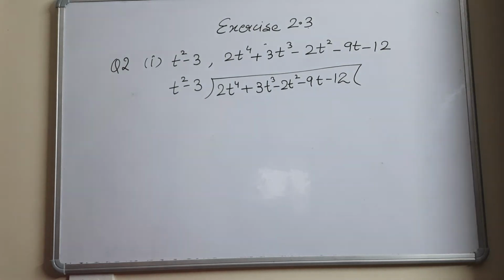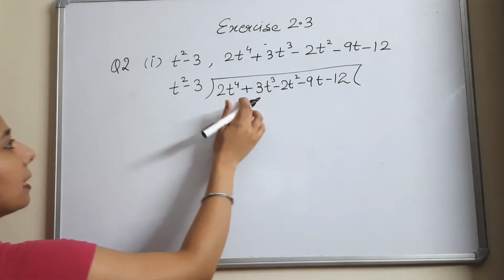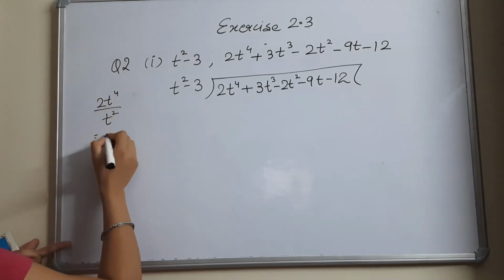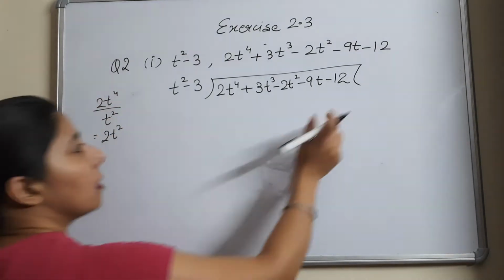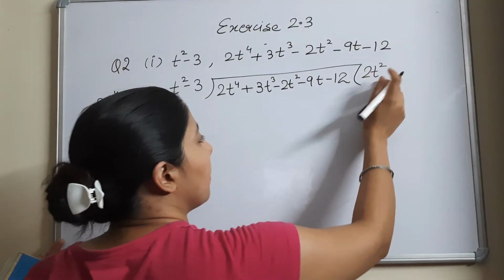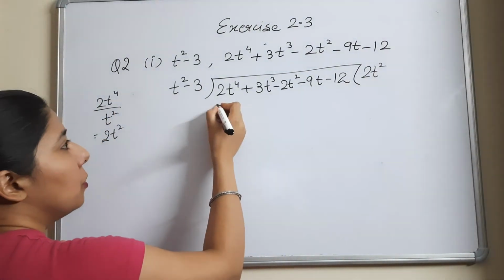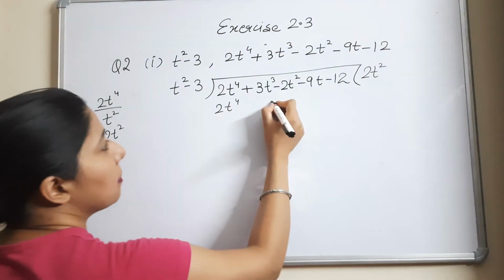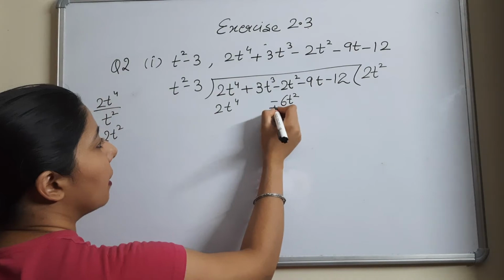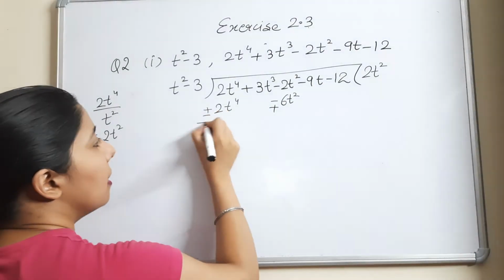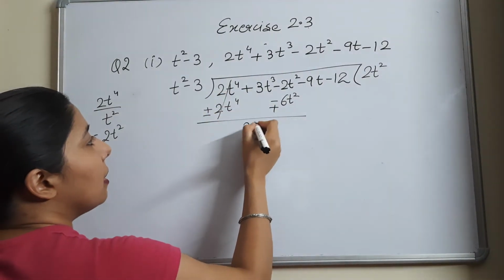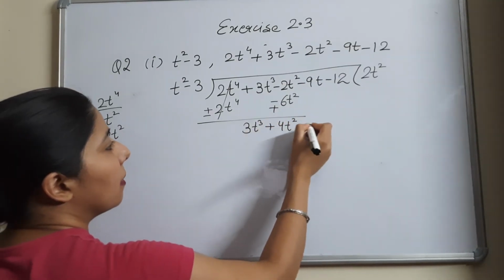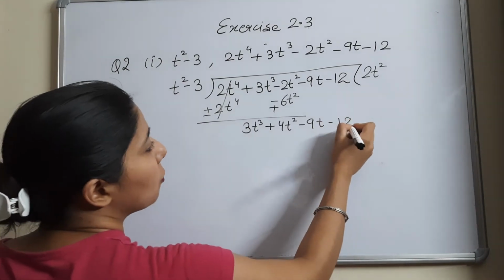Fine. So for calculating the first term of q(x), write 2t4 and here t square. Now you are left with 2t square. So the first term will be 2t square here. Now multiply this by this. You will get 2t4 minus 6t square. So write 6t square here, minus 6t square here. Now change all the signs. This cancels, bring 3t3 down. It calculates to plus 4t square minus 9t minus 12.